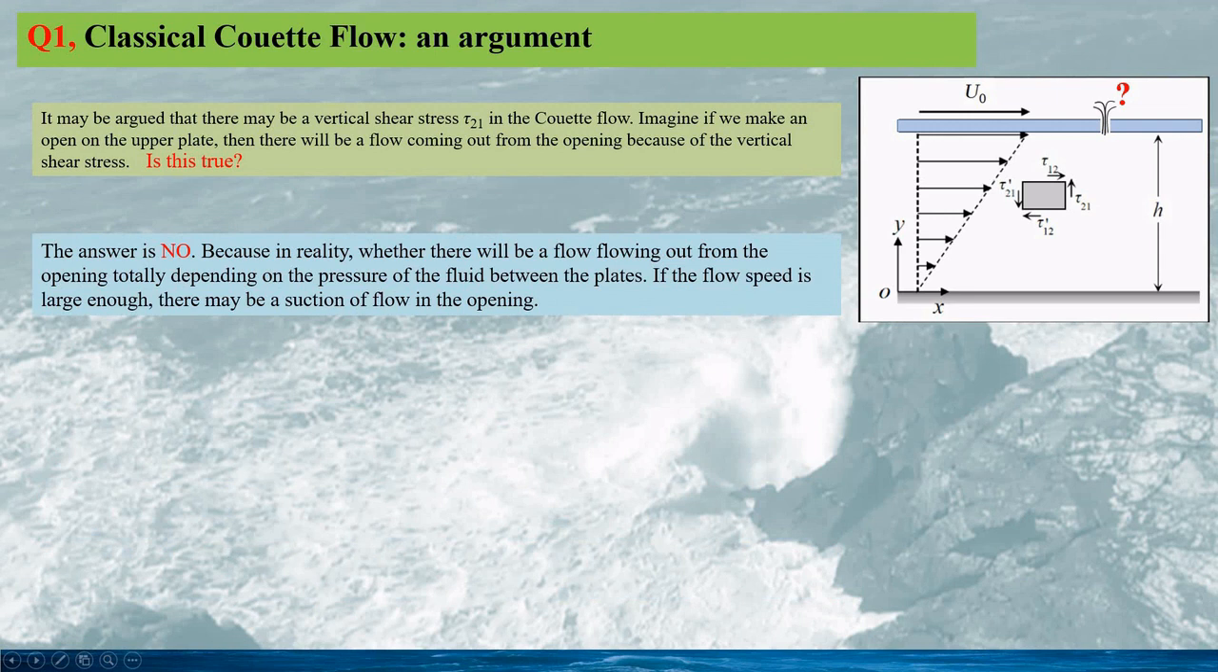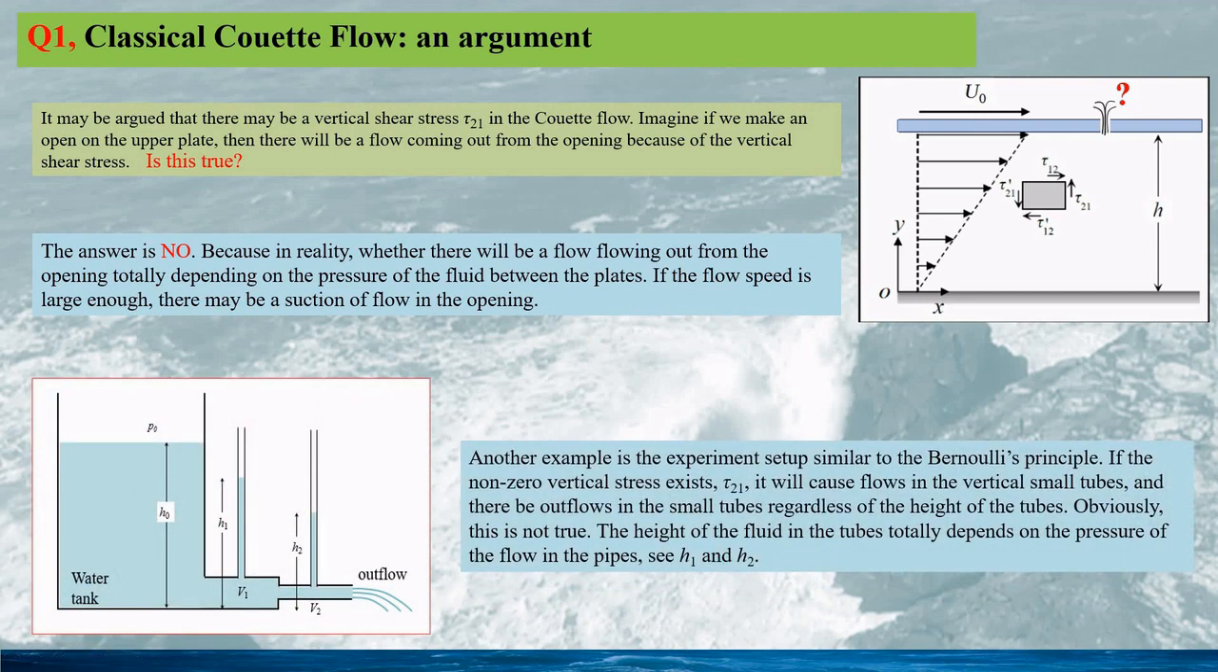The answer for this is no, because whether there will be a flow coming out from the opening on the wall totally depends on the fluid pressure, not the vertical shear stress. If the flow velocity is large enough, based on Bernoulli's principle, the pressure in the flow would be low, and hence there might be a suction of the flow through the opening, rather than an outflow through the opening.